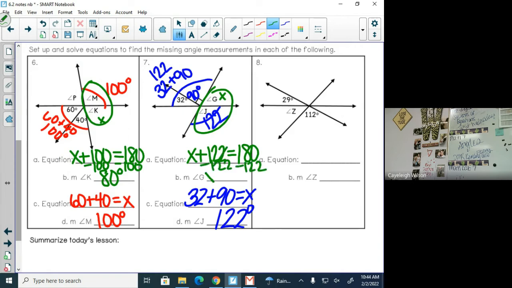So I subtract the 122, and what's G? 78. 70. Are you sure? Oh, wait, no. 50. I think that's 50.